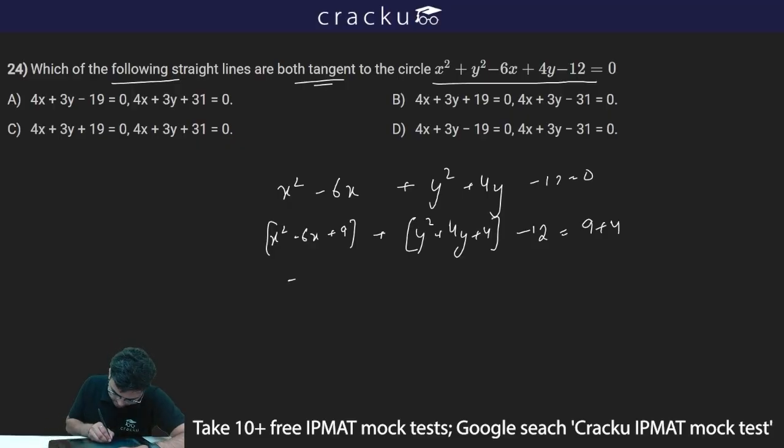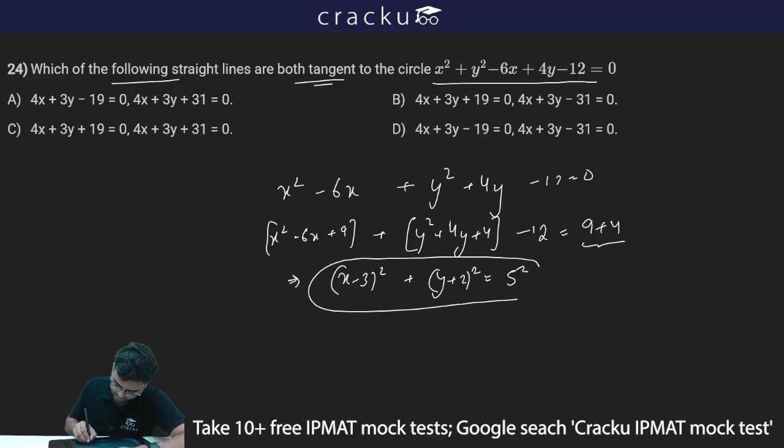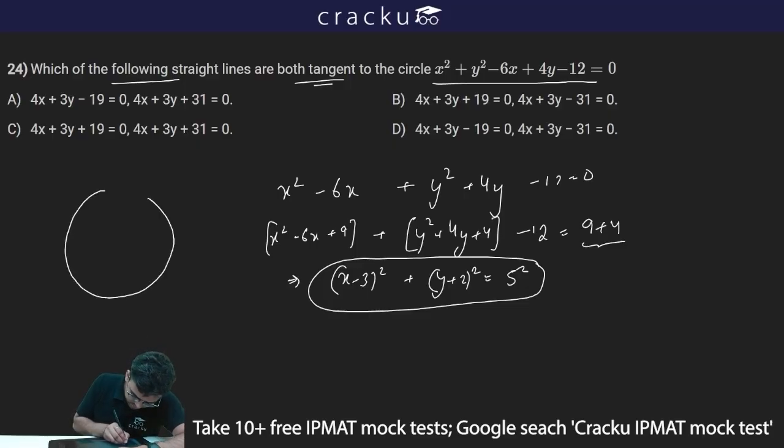Thus I can say x minus 3 whole square plus y plus 2 whole square should be equal to 13 minus 12, which becomes plus 12 when taken to the right hand side, and this will become 25. So this will be equal to 5 square. So this is the equation of the circle, a circle whose center is at 3 comma minus 2, and the radius is 5.